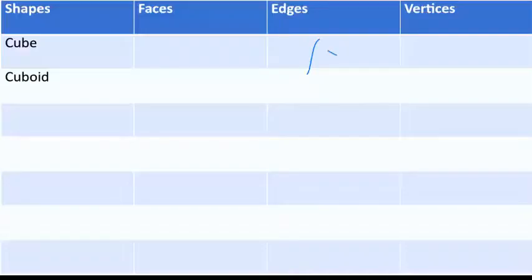So we've got 12. So now we're going to count the vertices, which are like the points. So we've got 1, 2, 3, 4, 5, 6, 7, 8. So we're going back to our table. Remember to fill this in along at home, and we're going to put 8.